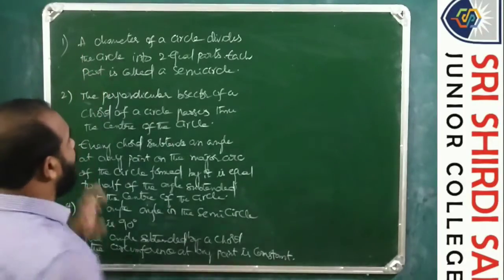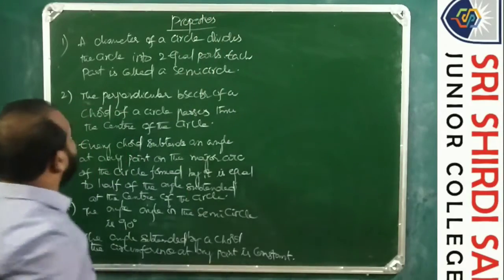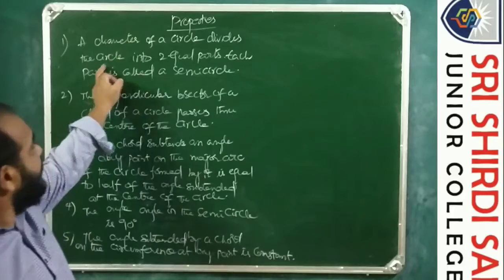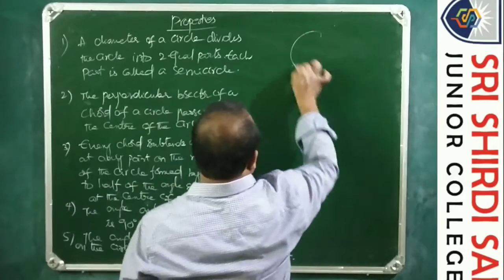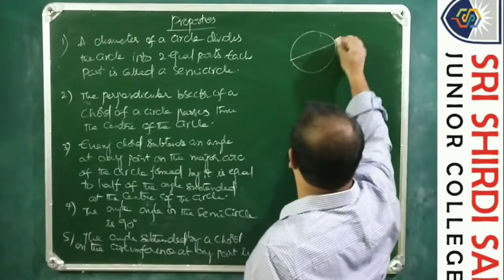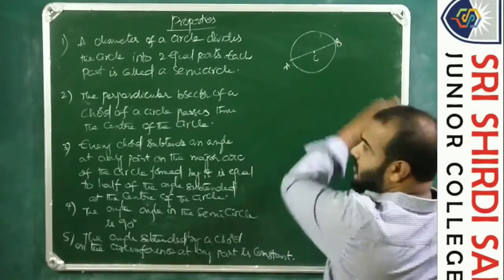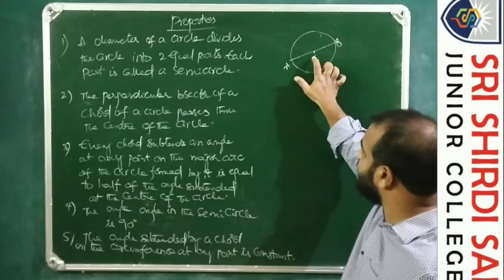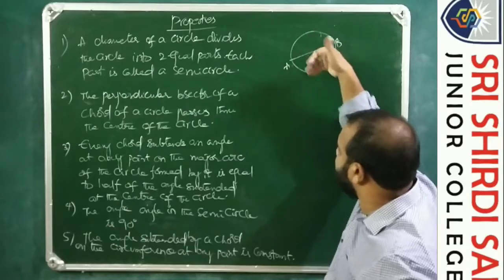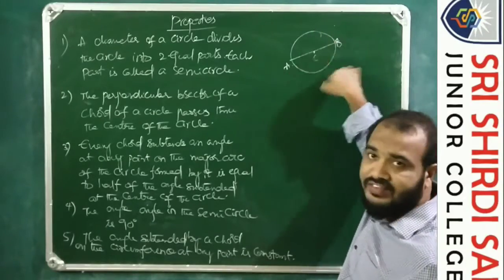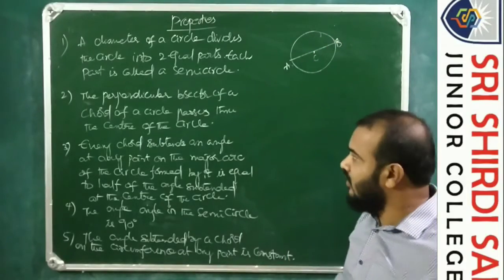So these are the properties of a circle that we have discussed in the lower classes. A diameter of a circle divides the circle into two equal parts. Each part is called a semicircle. So this is the circle and this is the diameter. Why is this called the diameter? Because the chord AB is passing through the center of the circle. So each half is said to be a semicircle. Therefore, the diameter divides the entire circle into two equal halves.